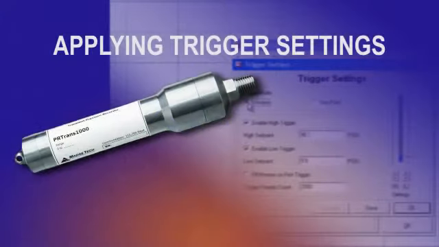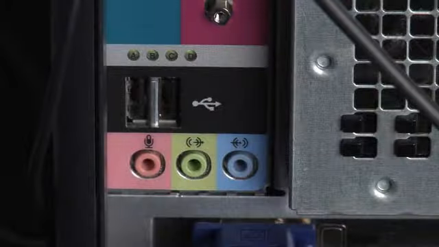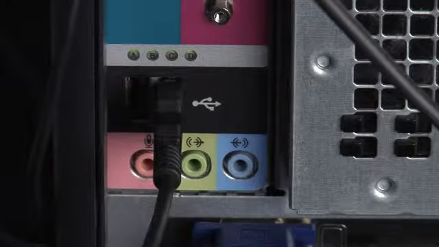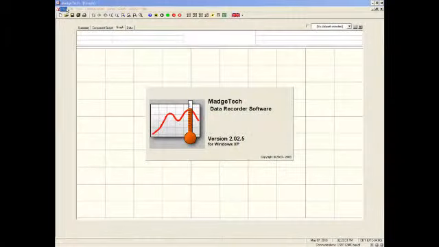This tutorial is designed to guide you through applying trigger settings to the PrTrans1000 transient pressure data logger. In this tutorial, we will be using the 100 psi model. Let's get started. Connect the PrTrans1000 to your computer using the interface cable, and then open the MadgeTech software.